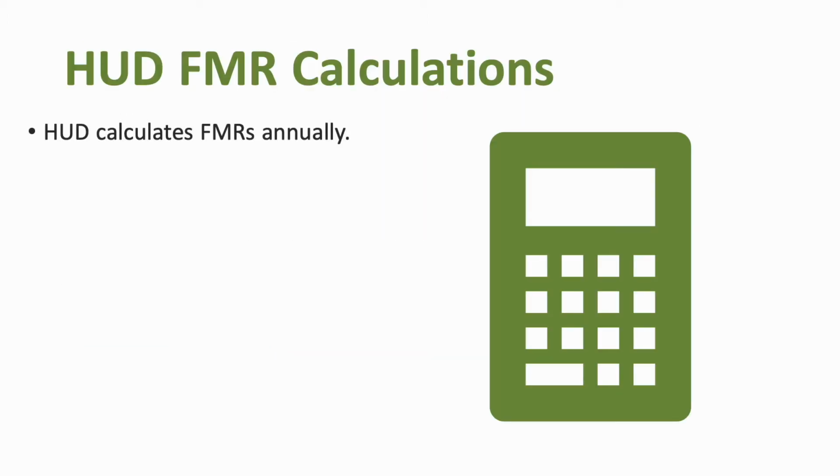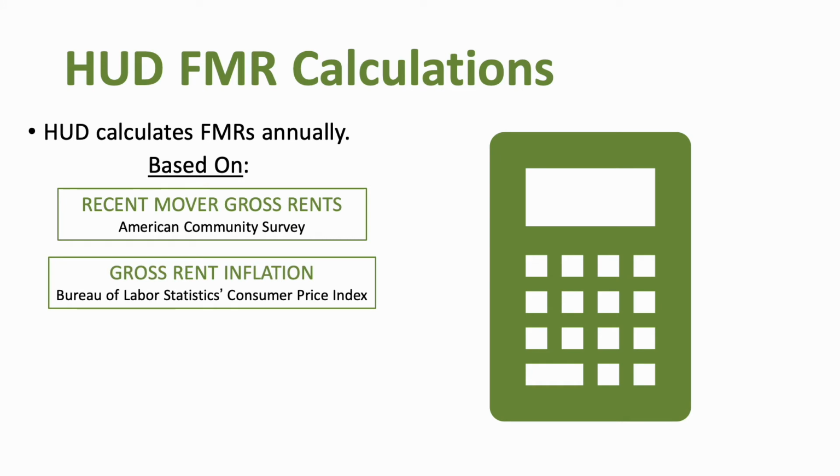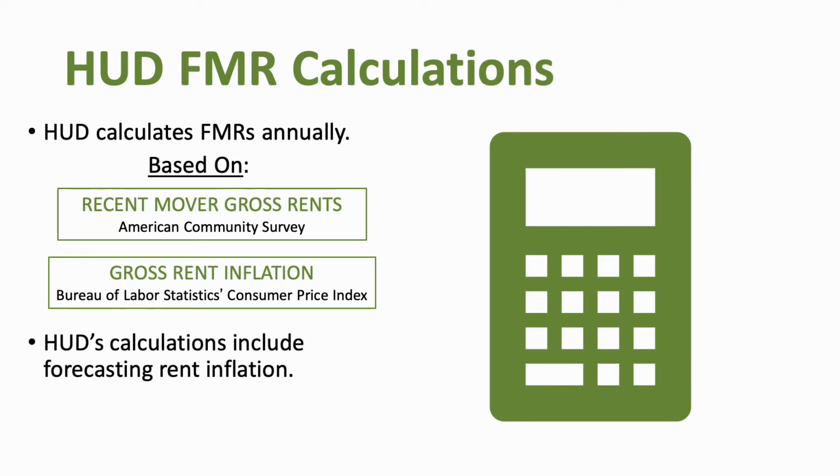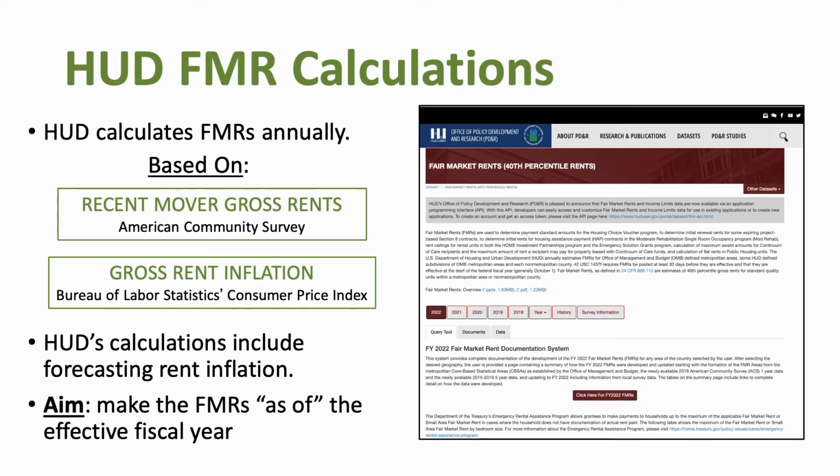HUD estimates FMRs on an annual basis using the most recent available data on recent mover gross rents from the Census Bureau's American Community Survey or other sources identified in the latest FMR federal notice. HUD's calculations include forecasting rent inflation to make the FMRs as of the fiscal year for which they are in effect. You can always find the latest FMR data at www.huduser.gov.